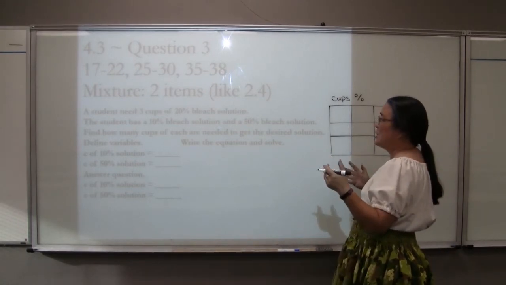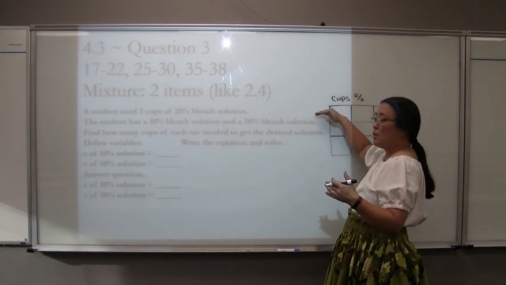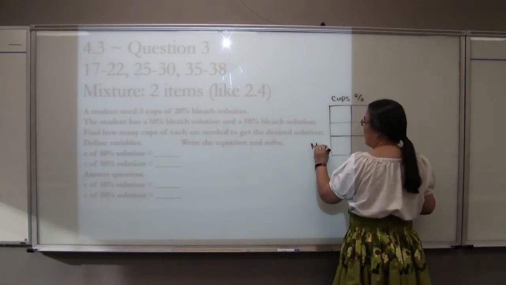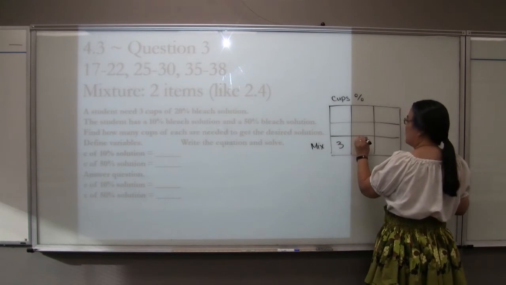So a student needs 3 cups of 20% bleach solution. They don't have 3 cups of 20% bleach solution. This is the mixture that they're going to be creating. It's going to be 3 cups of a 20% bleach solution.